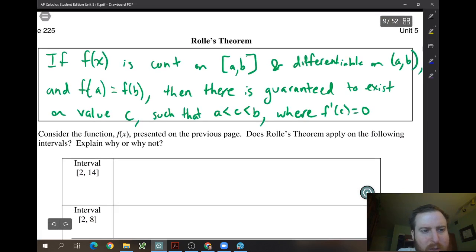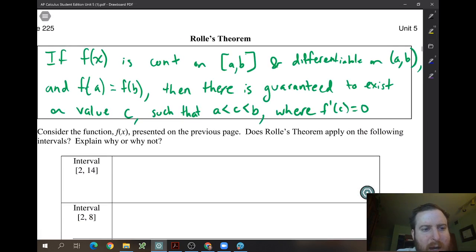Now we're going to move on to Rolle's theorem. You can pause this video and copy down this theorem and then restart it. Make sure you have this copied down before we talk about it because it is tricky to think about. So if f of x is continuous on [a, b] and differentiable on (a, b), and f of a equals f of b, then there is guaranteed to exist a value c such that a is less than c is less than b, where f prime of c equals 0.